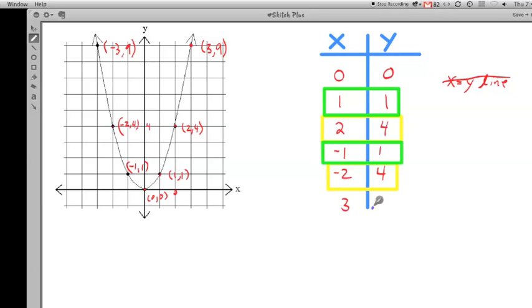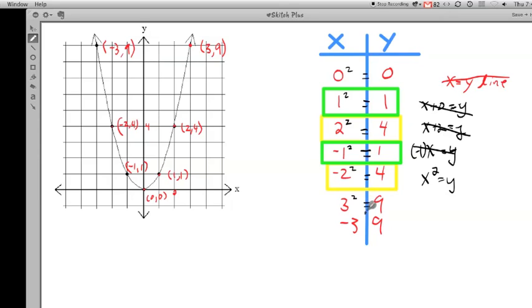And that gives me another relationship to look at. So I know 3 and 9 are related. I know 9 is a square number. That means if I multiply 3 by itself, I'm going to get 9. I also know that 4 is a square number, as is 1. So it looks like I'm squaring x to get y. So 1 squared gives me 1, 2 squared gives me 4, negative 1 squared gives me 1, and negative 2 squared gives me 4. 3 squared gives me 9, and negative 3 squared gives me 9 as well.